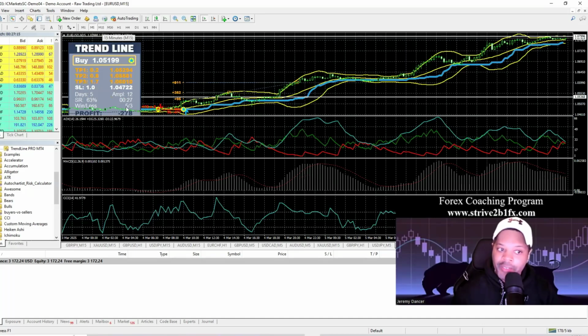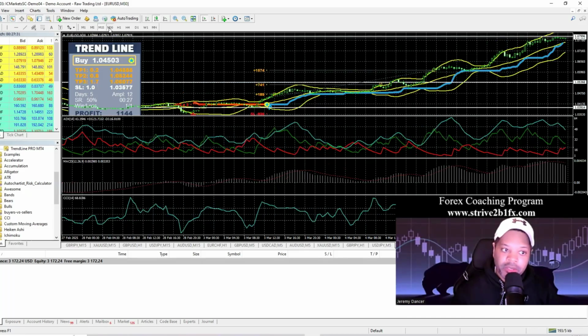Now we have 5 wins, 3 losses. So still okay. It has a 63% win ratio. Not the best, but not the worst. And then if we look at the minute 30, just one win, 1 loss. So you might have a bigger target, but it's not as reliable.